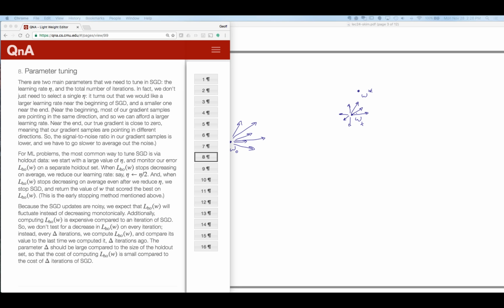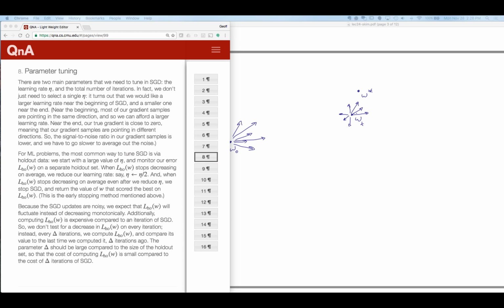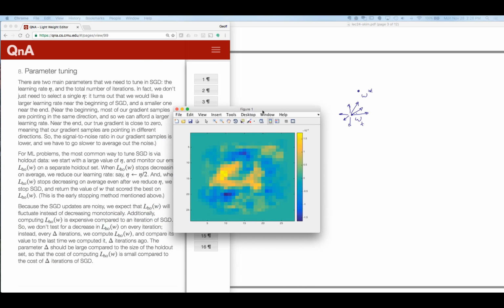All right, so we're back now. Hopefully you guys have had a little bit of a chance to play with this. I wanted to show you a little bit of what happens. So here's what I've done. I've added some code to the end of the post that lets you visualize your learned weight vectors.